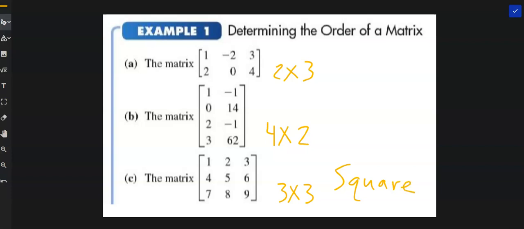There are some interesting things that happen with square matrices that do not happen with the others. Do you always have to read a row and column? Yes, so that we're always consistent. Always need to be rows and columns.